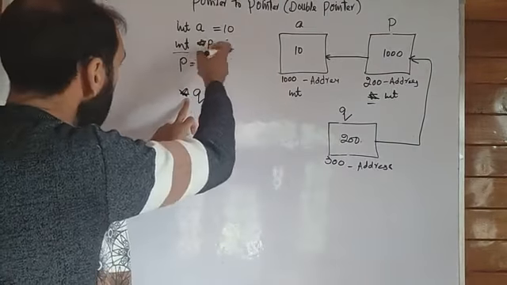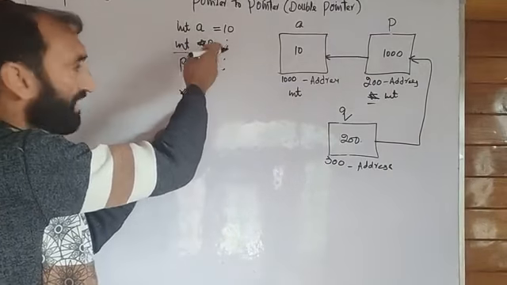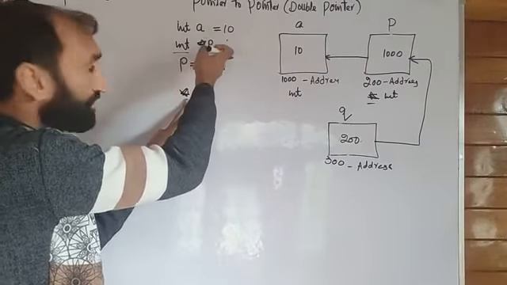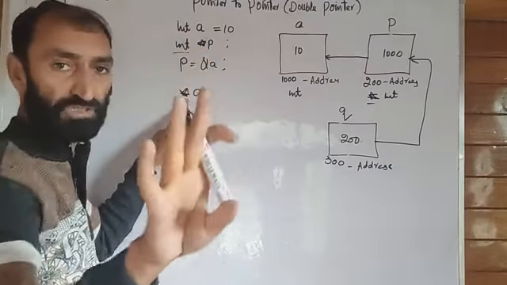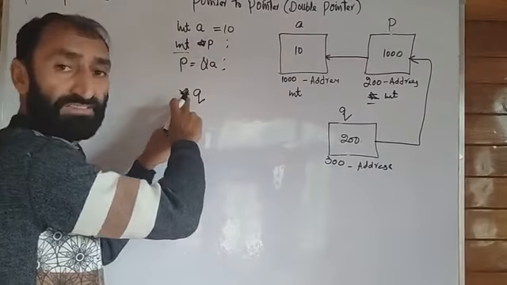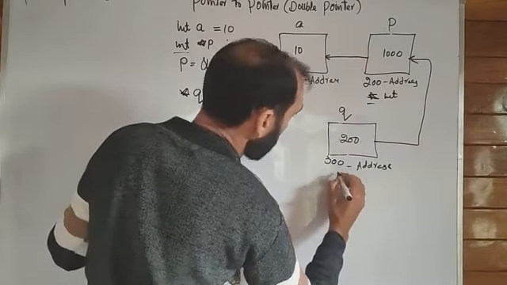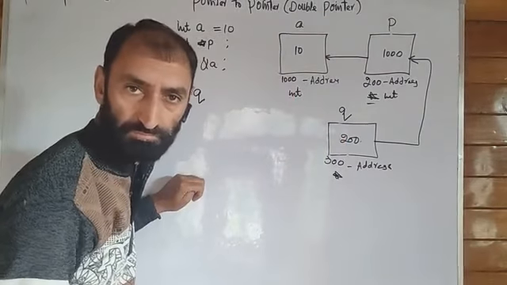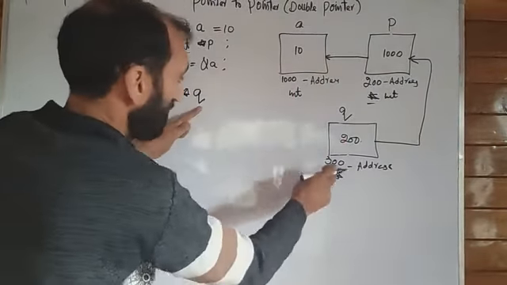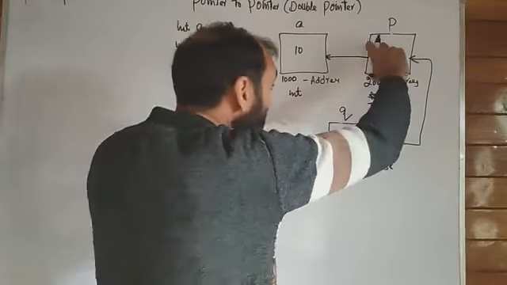This asterisk, star symbol tells the compiler that P is a pointer that is going to hold the address of a variable whose data type is int. In the same way here, Q is one pointer that is going to store the address of another pointer.